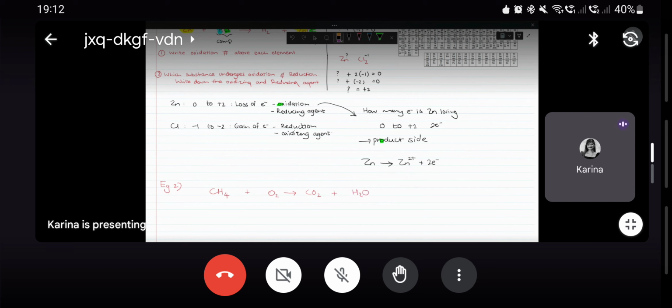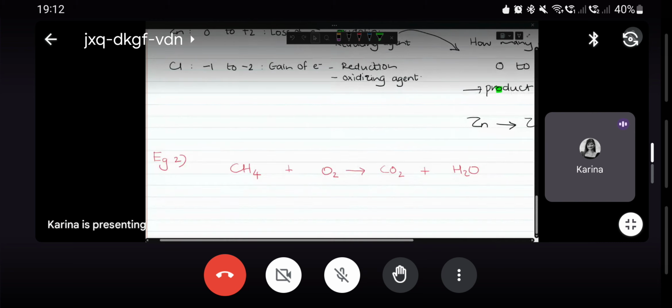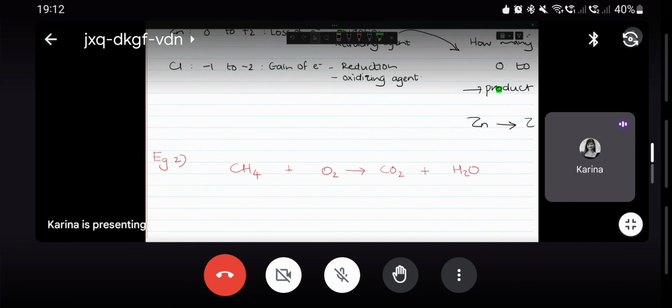So I'm just going to leave out the subscripts and coefficients here. Okay, so given this reaction, we want to do the exact same thing now. So write down which substance is undergoing oxidation, which one's undergoing reduction, and how many electrons it is losing or gaining.